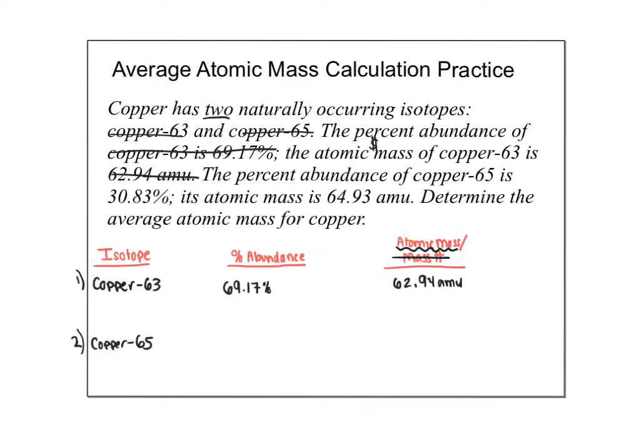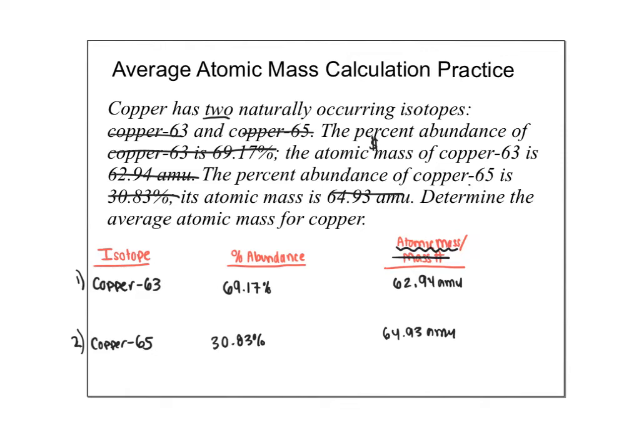The percent abundance of copper 65, so now we're on the second isotope, is 30.83%. So we took care of that. Its atomic mass is 64.93 AMU. Calculate the average atomic mass for your copper. All right, so I made this table. Now I don't have to go and look at those numbers in the word problem ever again.